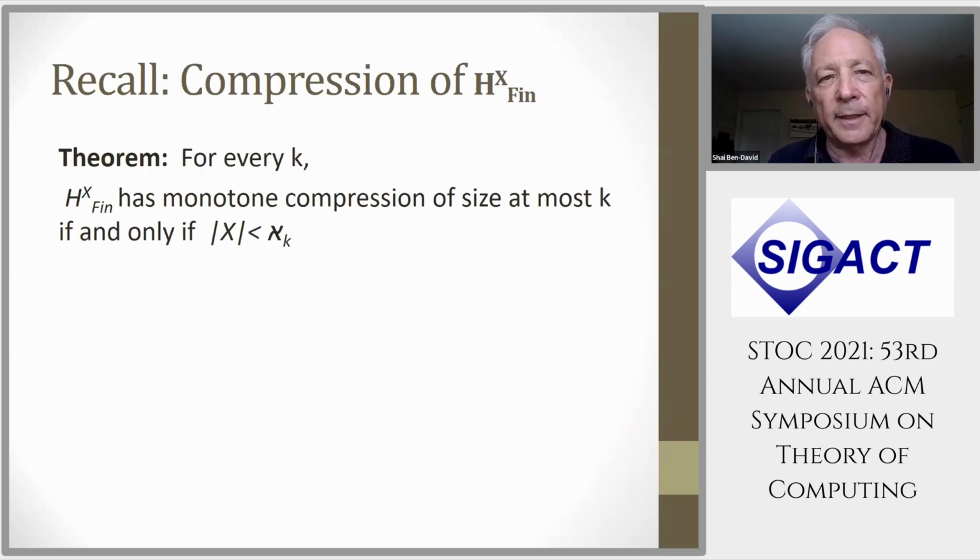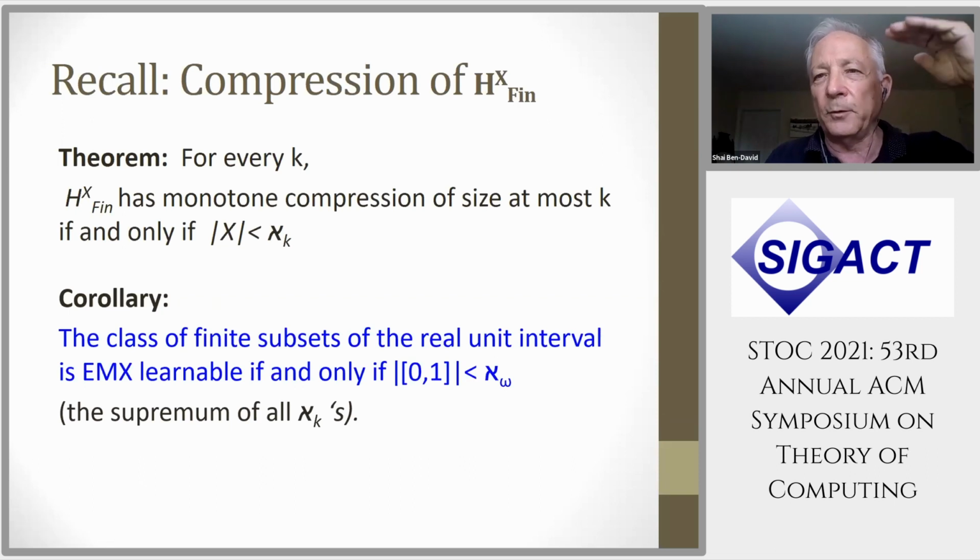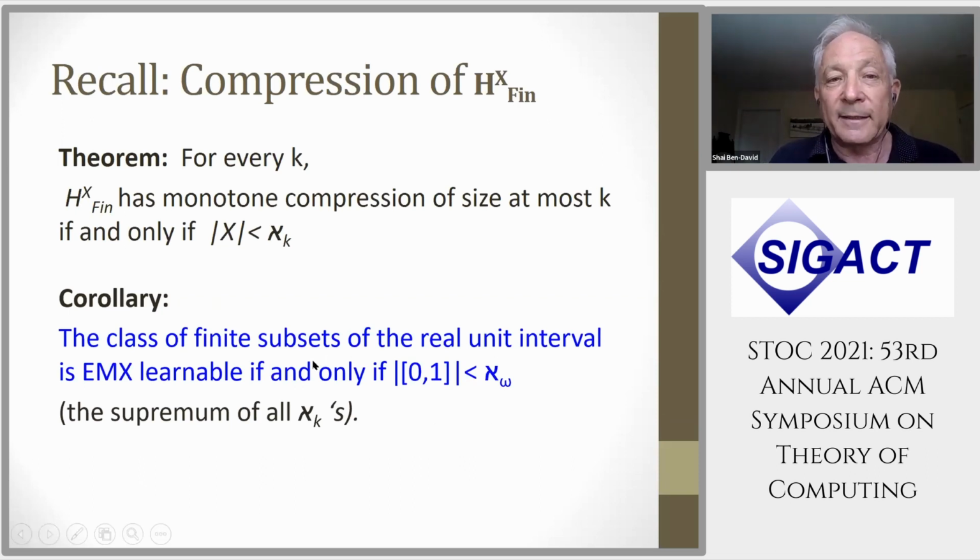Once we have this equivalence, we can say that if we look at the collection of all finite sets, we want to EMX learn it. So you have a distribution over X, you want to find a finite set that is close to the highest weight according to this distribution. You can do it if and only if the cardinality of the real numbers is less than Aleph omega. Aleph omega is the limit of the Aleph cases: Aleph 1, Aleph 2, Aleph omega is the limit. So this collection of finite subsets of the unit interval is learnable if and only if the reals are less than Aleph omega, which we know is independent of set theory.